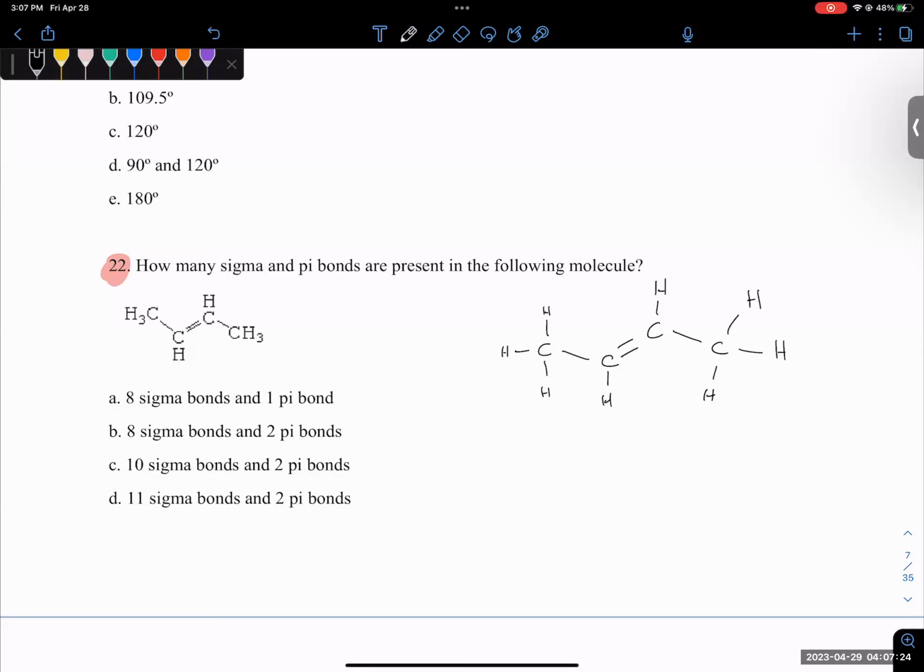So single bonds have a sigma bond. And we know that every type of bond has one sigma bond. So whether it's a single bond, a double bond, or a triple bond, they all have at least one sigma bond, right? So let's highlight one from each section.